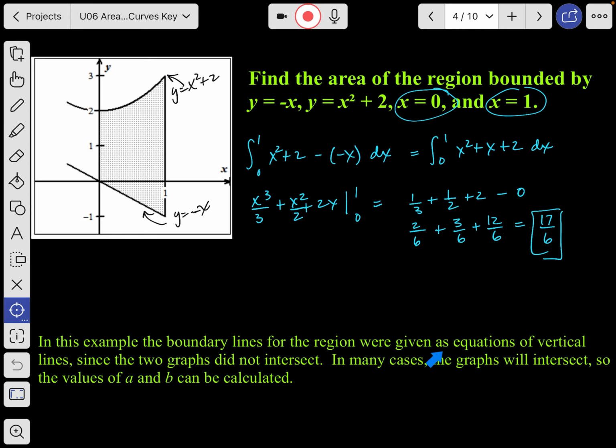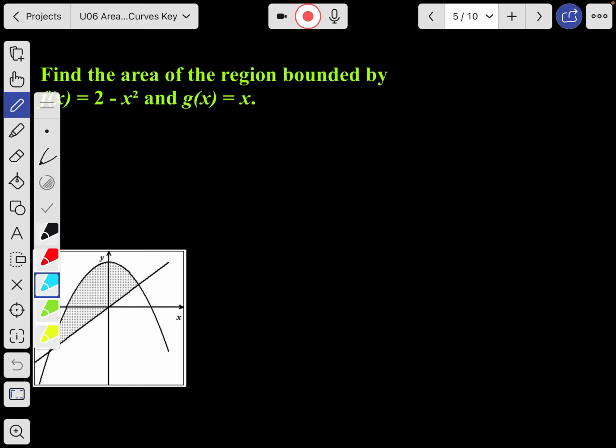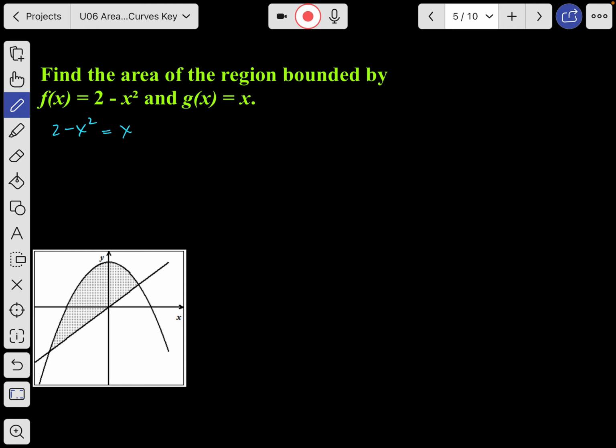In this example, the boundary lines were given as equations of vertical lines since the two graphs did not intersect. In many cases, though, the graphs will intersect. So first, we'll need to calculate the intersection points. And to do that, let's go ahead and set our equations equal and then solve. So my f of x function equals my g of x function. If I move everything to the right, I'll have x squared plus x minus 2 equal to 0, and I'll just need to factor this.